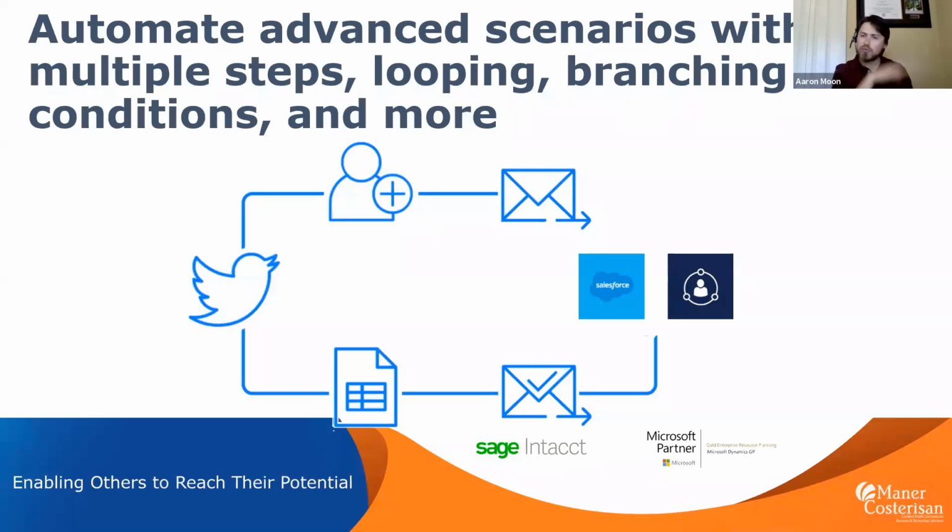We may need to loop through lists of records. We may need to have conditional statements. We may need to do things in parallel. There are lots of possibilities that you can get into. And you can really start to use this for your business application scenarios. So connecting your business data.